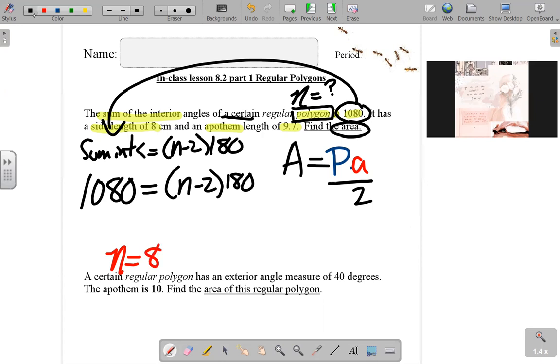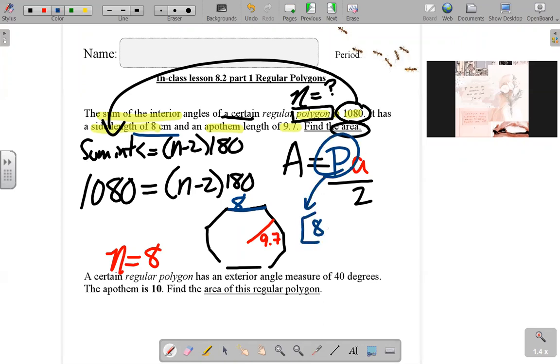So let's draw that real quick. 1, 2, 3, 4, 5, 6, 7, 8. Stop sign. We are told one side length is 9.7. We are told the apothem, oh, I got that backwards. Bad girl. I did not read with my finger on the paper. I was demonstrating what you should not do. There, side length 8, our apothem is 9.7. Now, circle, plug and chug, perimeter.